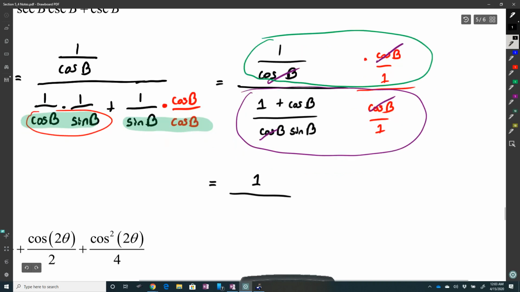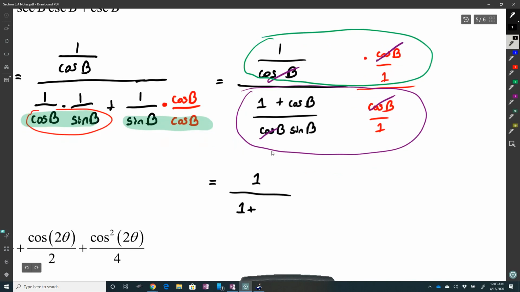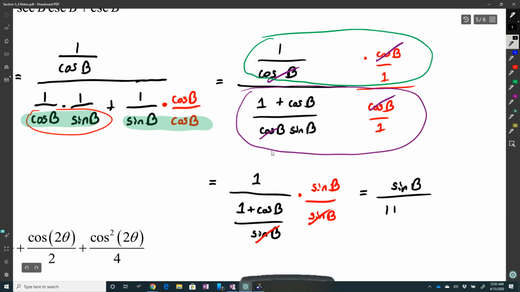So now we have 1 plus cosine over sine b. And then the last thing you do is multiply by sine b over sine b. Those cancel. And you're left with the formula: sine b over 1 plus cosine b. And that's the same formula as tangent of b over 2.